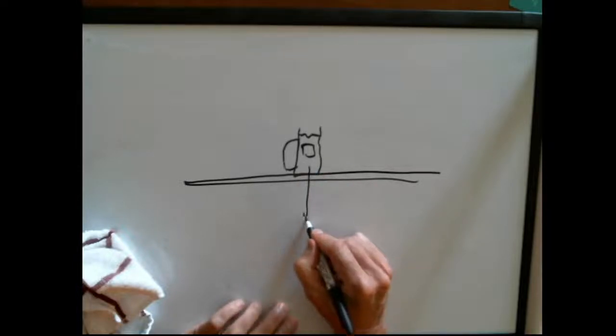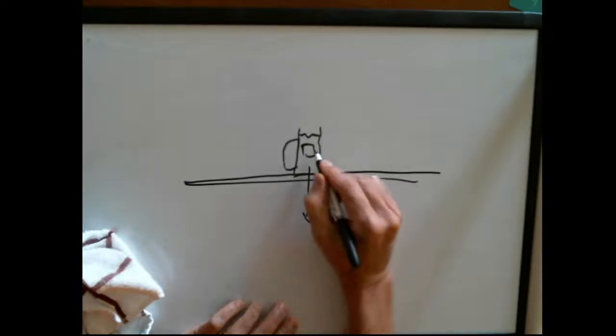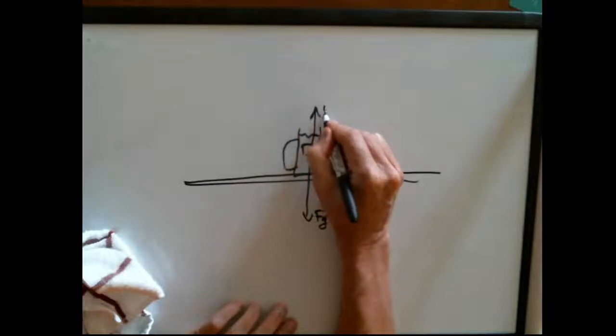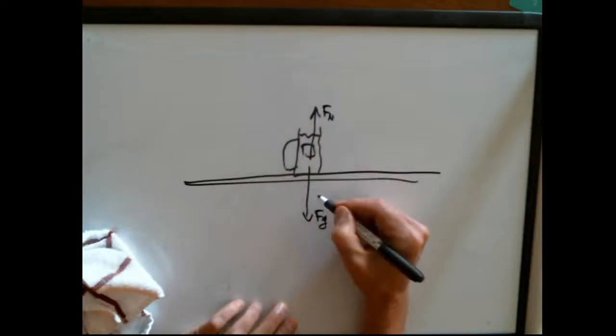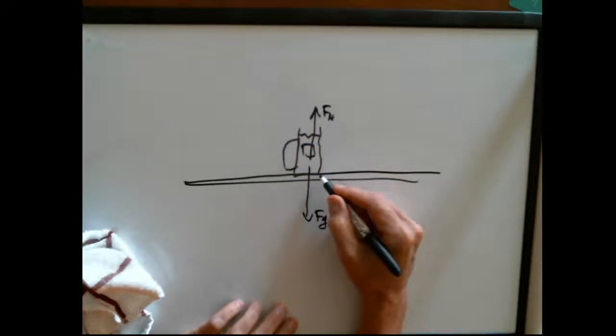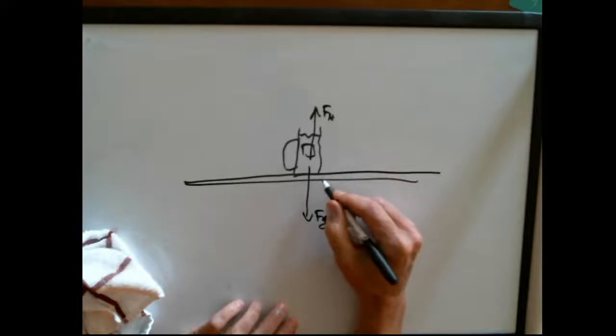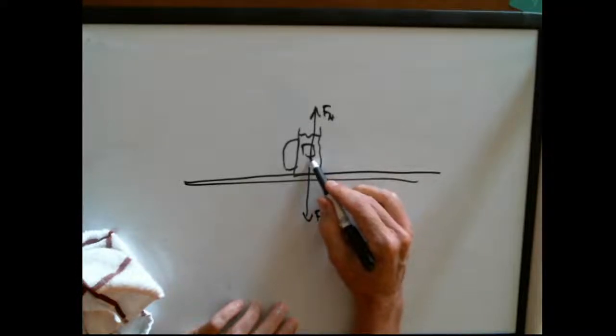So the cup has force of gravity pushing down, and then it's got a normal force pushing up. Those have to be equal and opposite because the cup's not moving, right? It's just sitting here. And so these two have to be the same size. We're asking what's the equal and opposite force for this guy, the Newton's third law, equal and opposite force, right?